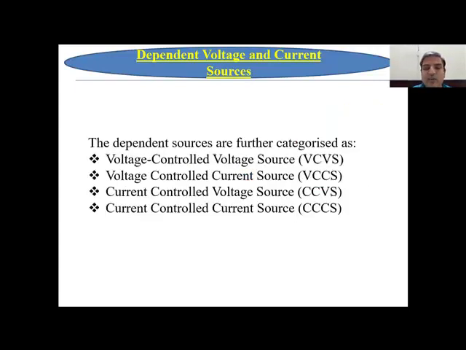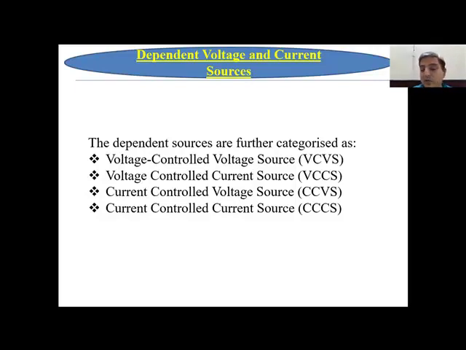So we have 4 types of sources. Basically, we have 2 sources, voltage source and current source. But in the category of dependent sources, we have 4 types. One is the voltage controlled voltage source, whose voltage depends on the voltage provided by some other component or some other section's voltage value.